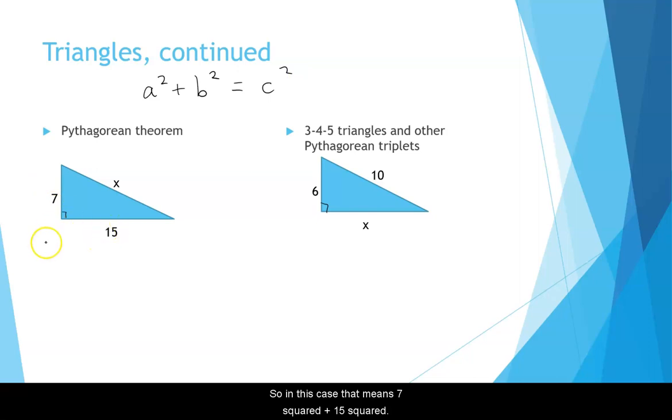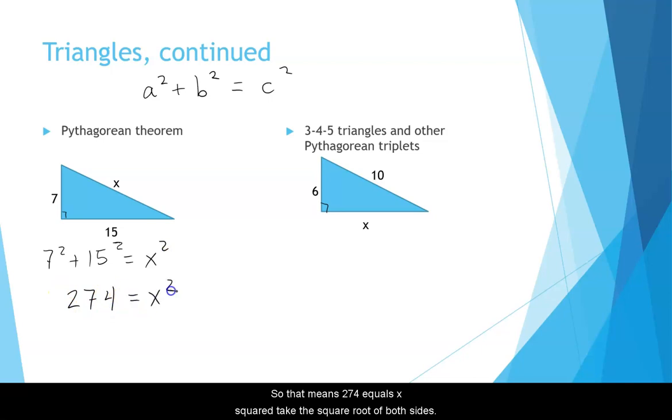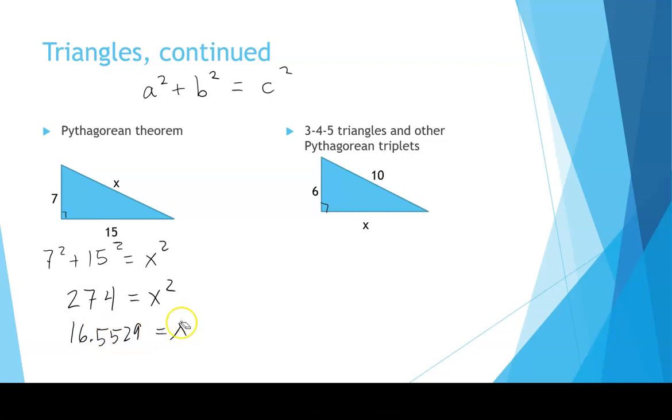So in this case, that means 7 squared plus 15 squared equals x squared. So that means 274 equals x squared. Take the square root of both sides. Get 16.5529 and so on equals x. These numbers don't look precise past the nearest whole. So I would say that this hypotenuse is either about 16.6 or 17, whatever those units are.